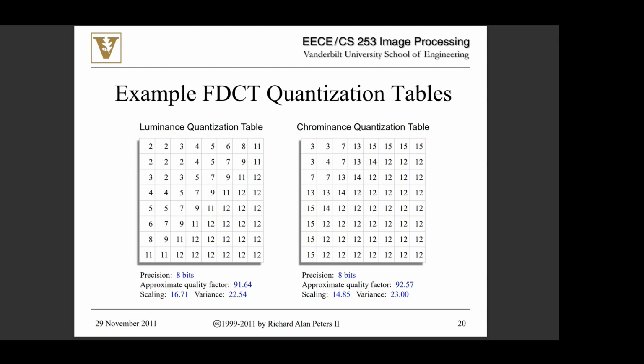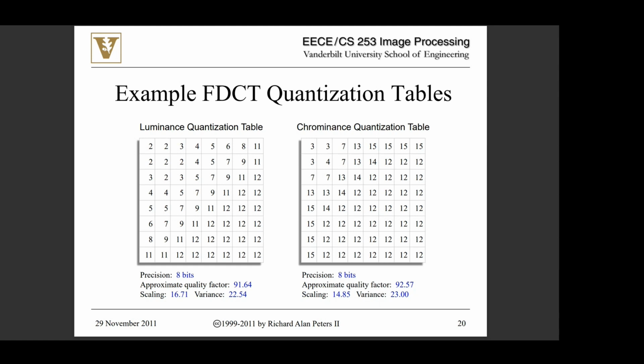And let's look at the two tables. First thing, numbers here are larger than numbers here. Why? These are for the chrominance, this is for the luminance. Because we are less sensitive to chrominance, so we can remove more bits from the chrominance channels.